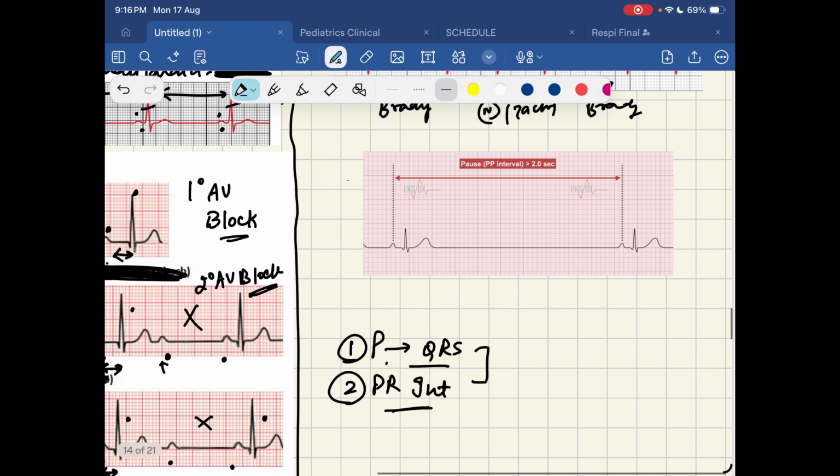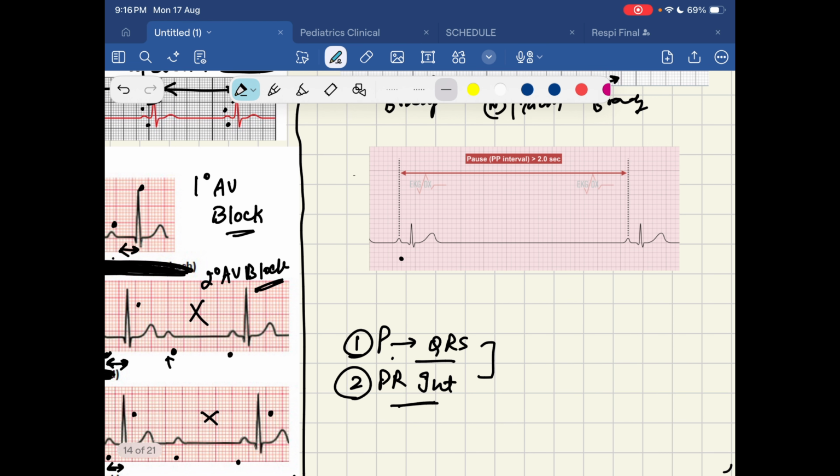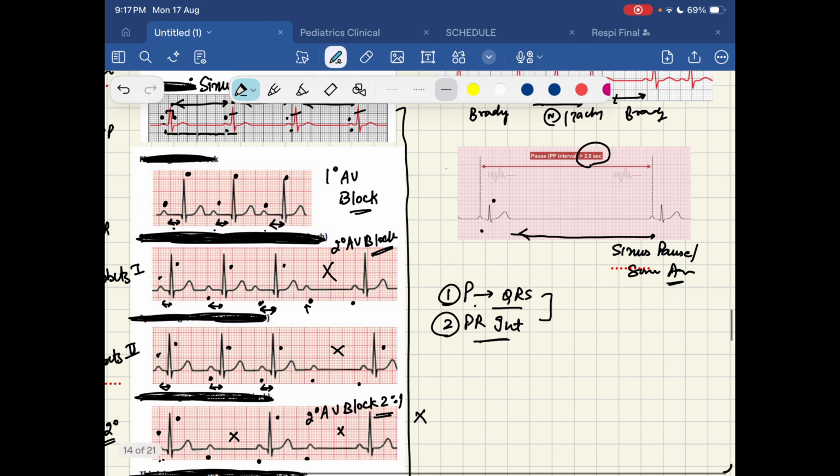And just take a look at this. P wave is followed by QRS, and then T wave, and then after a long pause, of more than 2 seconds, there have been no waves. This is called sinus pause or sinus arrest, right? So this is just for your information. Let's proceed to the treatment.